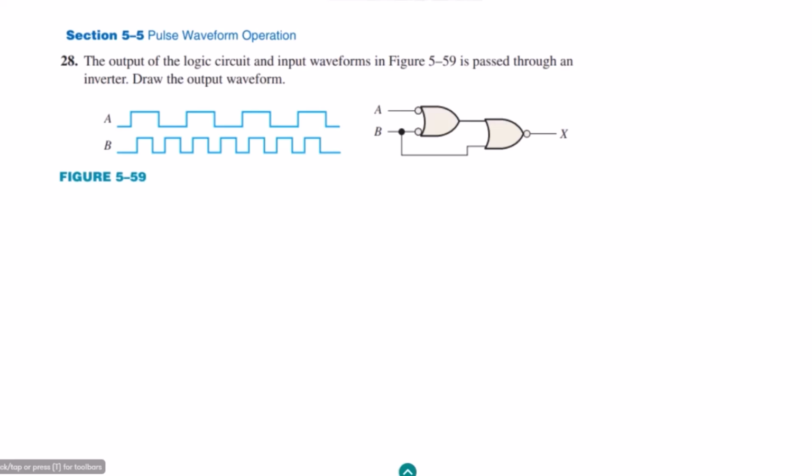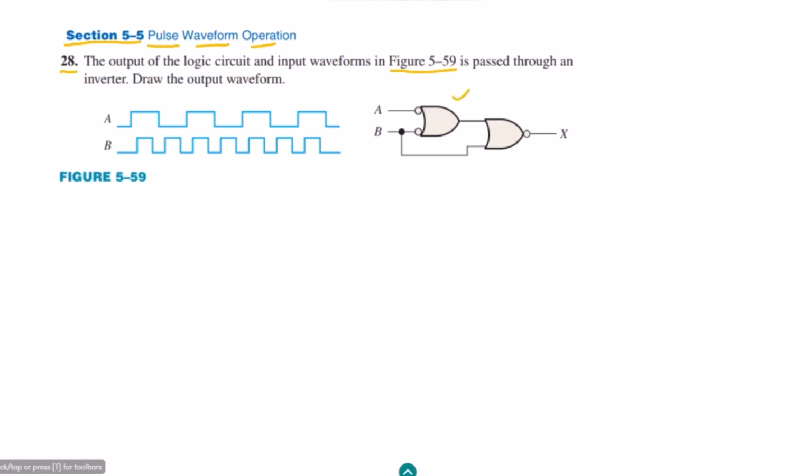Hello guys, I hope all of you are fine. So again, this is section 5.5 and we were talking about the pulse waveform operations. This is question number 28, which employs the concept of pulse waveform operations. What do we have to do? The output of the logic circuit and input waveform in figure 5.59 is passed through an inverter. This is basically the inverter, and it has been passing through this circuitry.